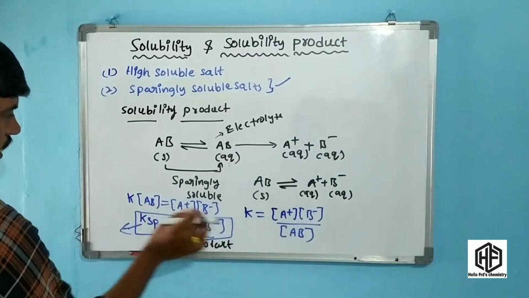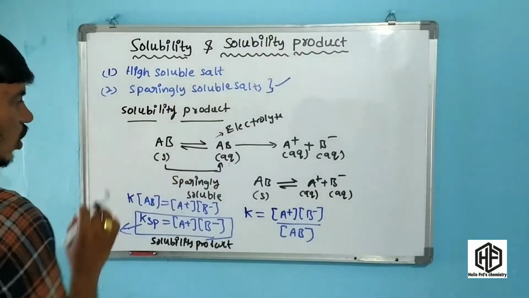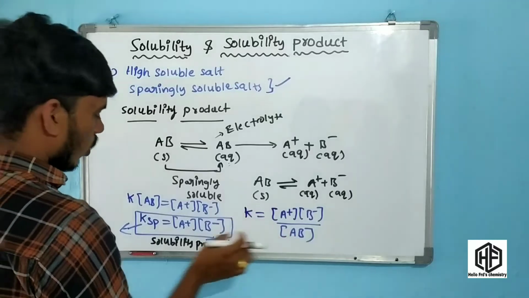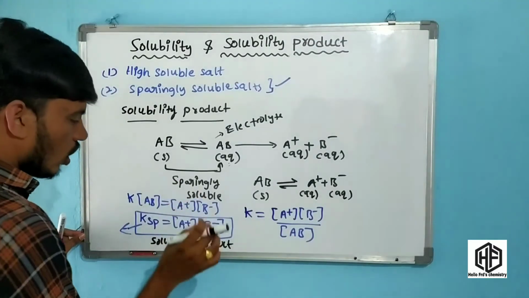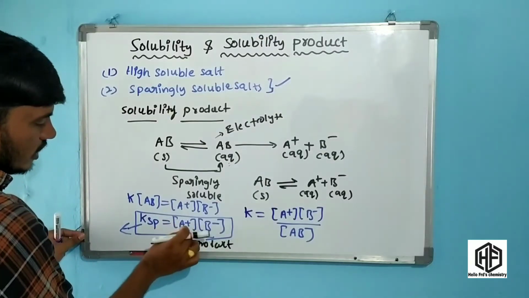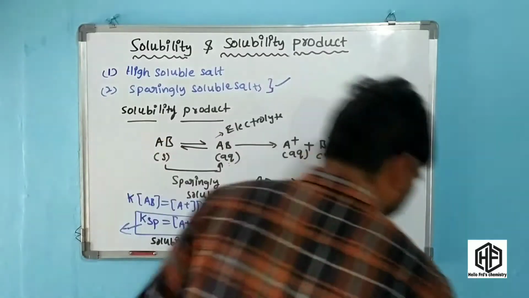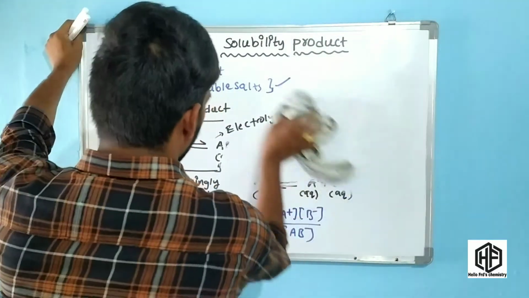This is constant, and this is also constant, because the salt is in equilibrium with the aqueous ions. These two constants are called KSP. KSP is called the solubility product. Solubility product is equal to the concentration of ions. This is clear, friends. And next, I am going to talk about solubility.